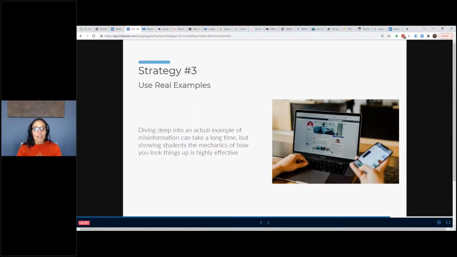I'll leave it there. Strategy 3 is use real examples, okay? So diving deep into an actual example of misinformation can take a long time, but showing students the mechanics of how you look things up is really highly effective, okay? I strongly discourage being dismissive of questions that students bring to you that just sound ludicrous, sound ridiculous, right? Because there's misinformation out there that is based on real information. That's the nature of most misinformation right now, that it's got underlying truths to it, right?